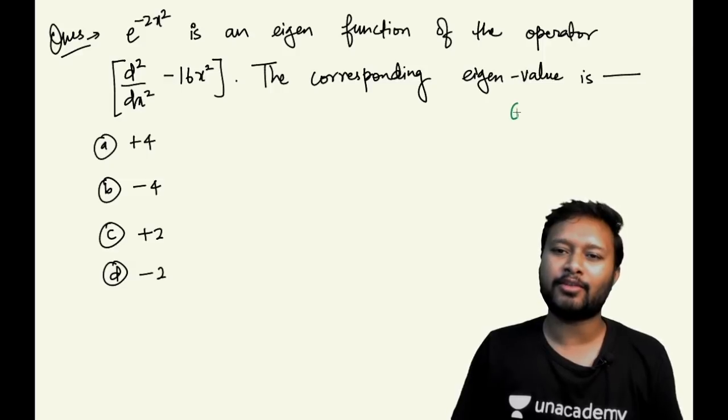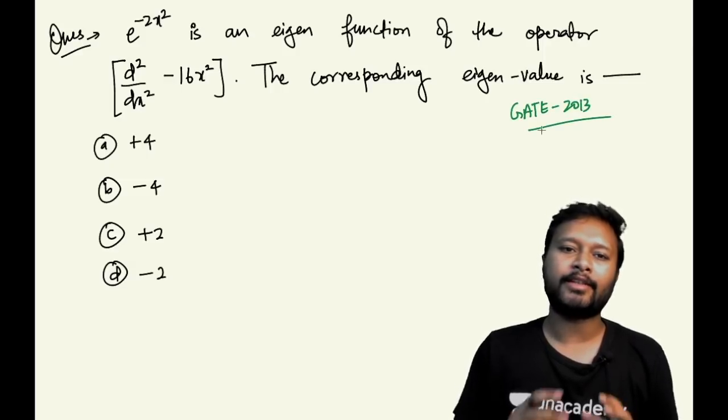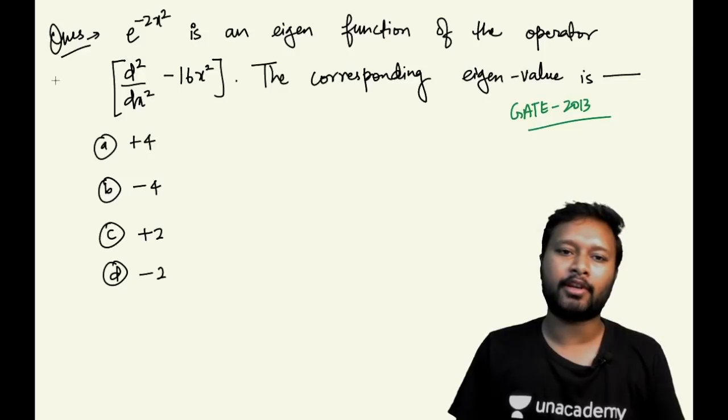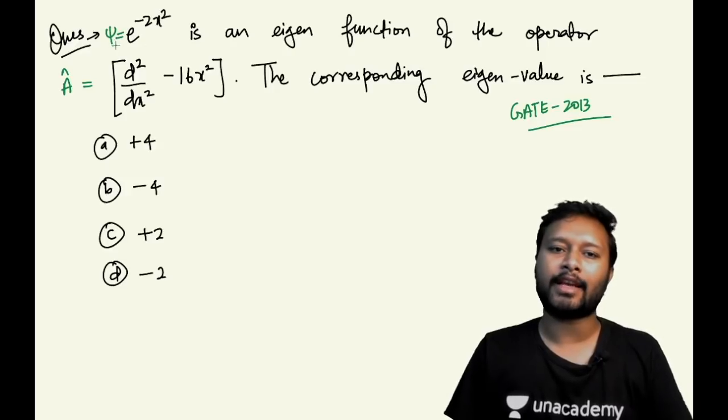This was asked in your GATE 2013 exam, and it says that e to the power minus 2x square is an eigenfunction of the operator. So this is the operator given. You can consider this whole thing as an operator, and you can consider this as my psi, a wave function. Now it is asked what the eigenvalue is.